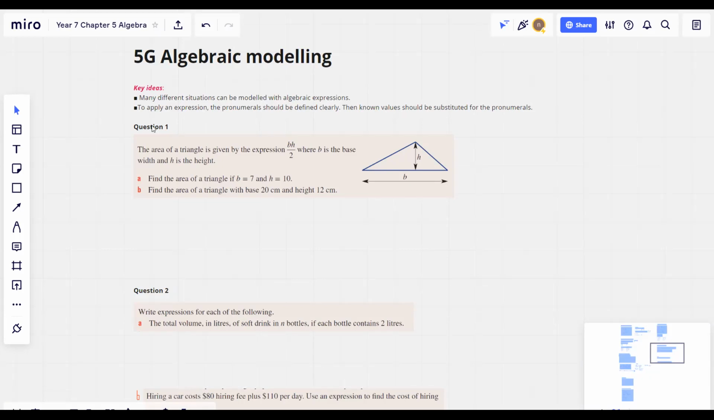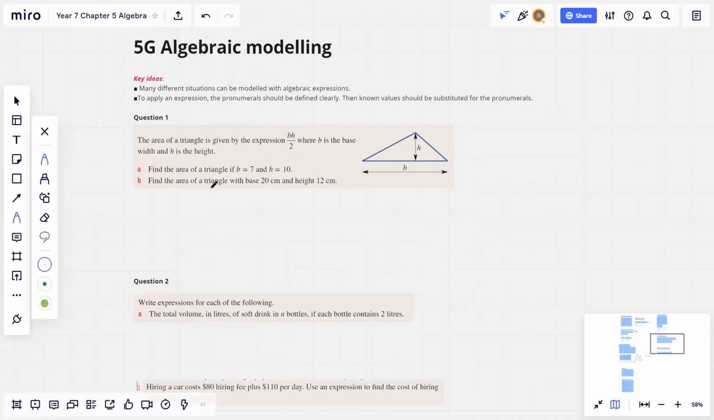First, we have question 1. We know the area of a triangle is given by the expression b times h over 2. b is the base of the triangle, h is the height. They tell you clearly what b and h are. In order to find the area of a triangle, if the base is 7 and h is 10, we just substitute it into the equation.